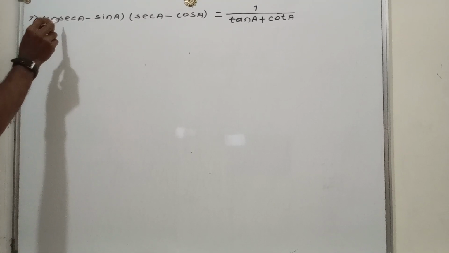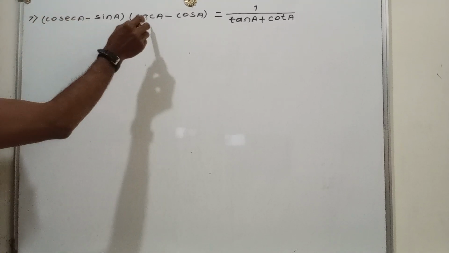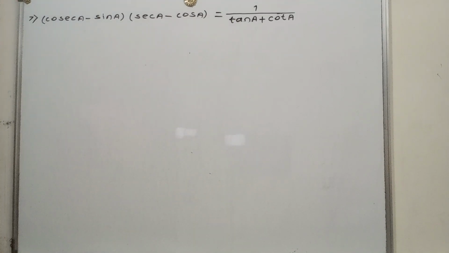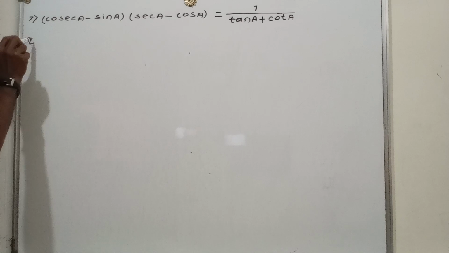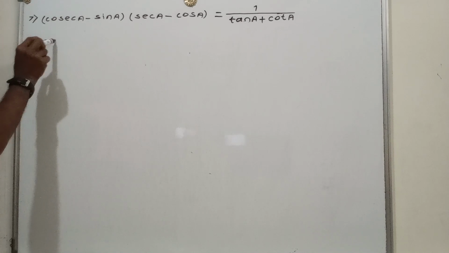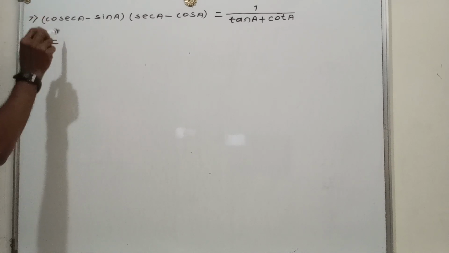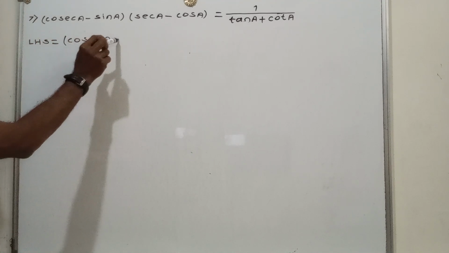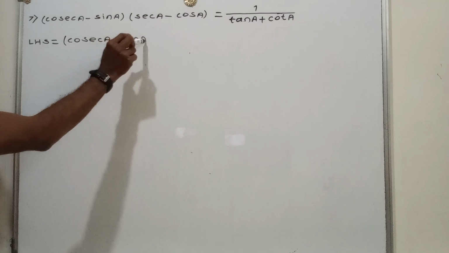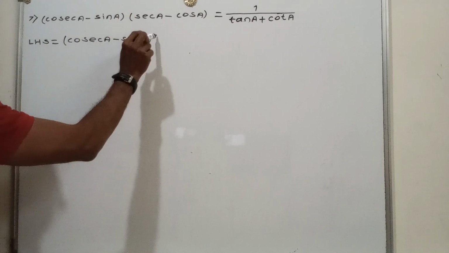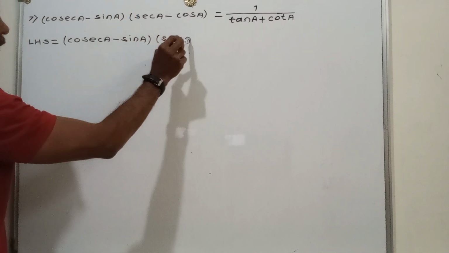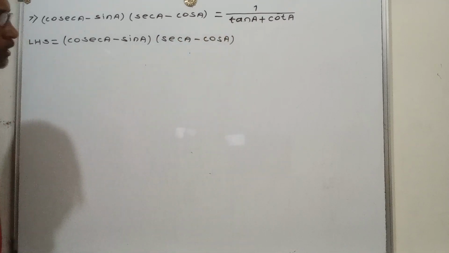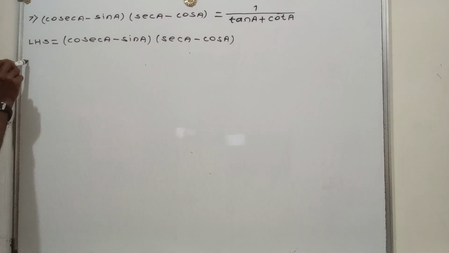Here, seventh: (cosec A minus sin A) into (sec A minus cos A) is equal to 1 upon (tan A plus cot A). Here, first, I will write LHS. LHS is (cosec A minus sin A) into (sec A minus cos A).